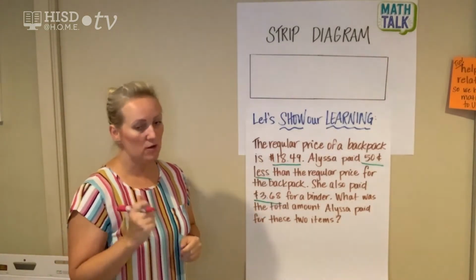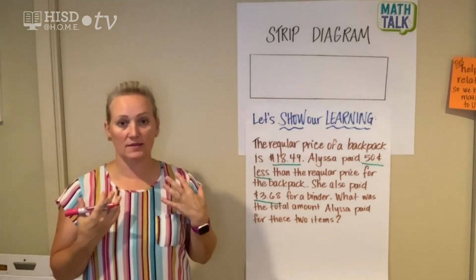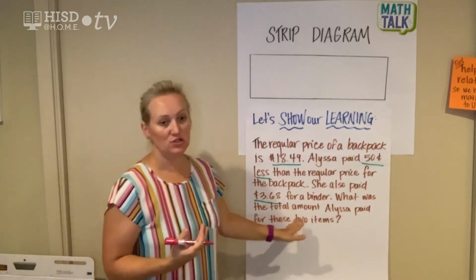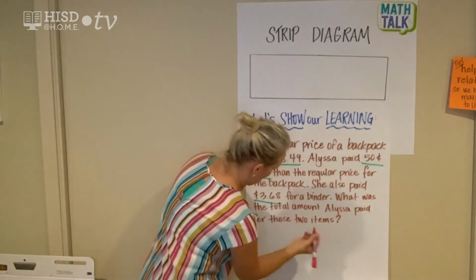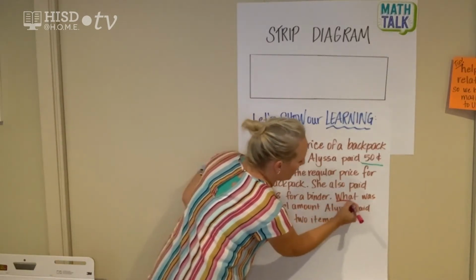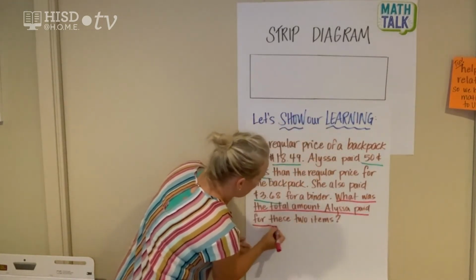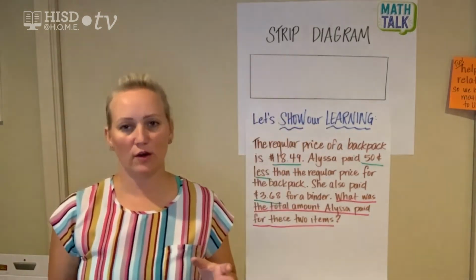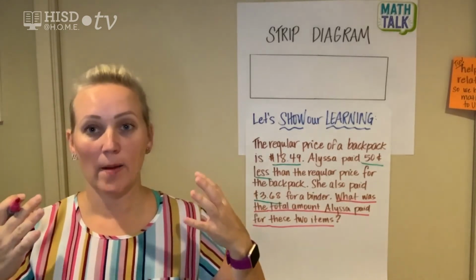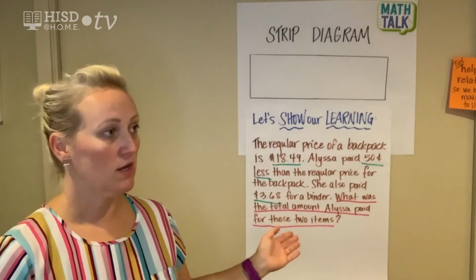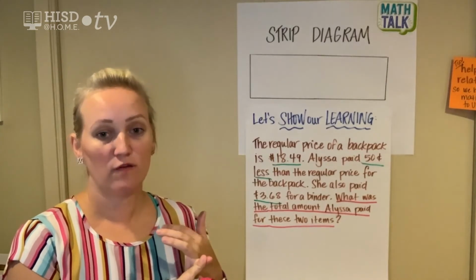So I always tell my math students, the very first thing you do after you read the problem is highlight the question. And since I don't have a giant highlighter, I'm just gonna underline it. Highlight only the question. It starts here. What was the total amount Alyssa paid for these 2 items? I love underlining the question because it's the most important part, right? There's so much happening, but at the end, they just want to know the question. So let's go back to the question.